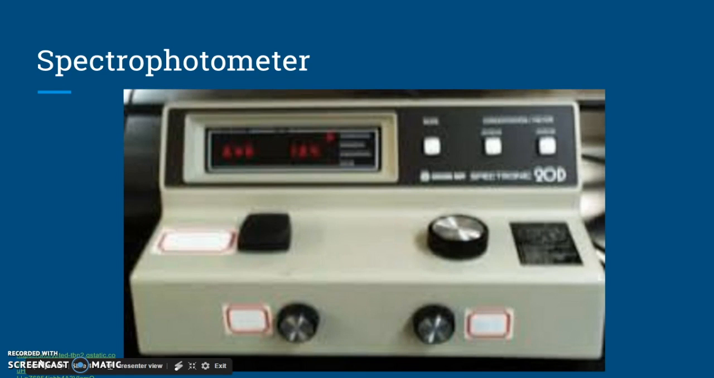Spectrophotometer. The spectrophotometer is an apparatus for measuring the intensity of light in a part of the spectrum, especially as transmitted or emitted by particular substances.